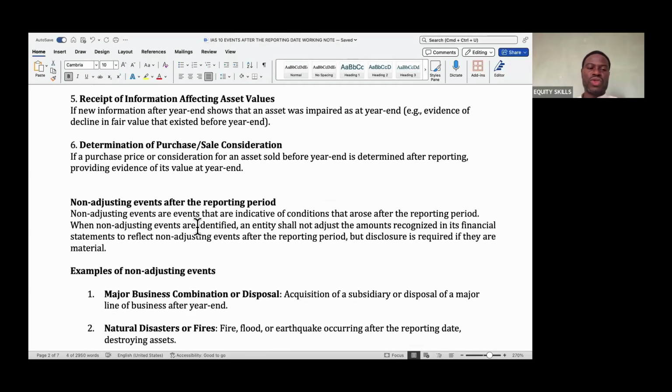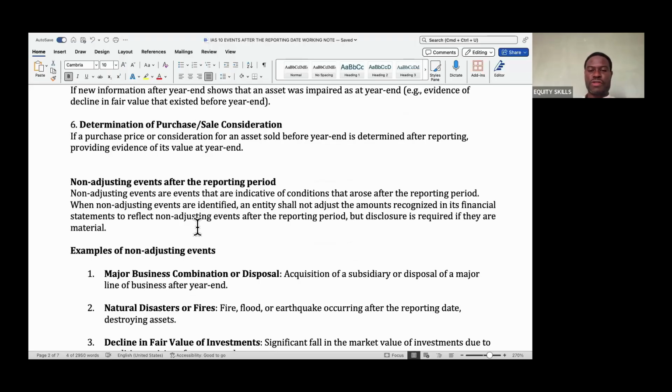Now, for non-adjusting events, like you have mentioned, they are events that do not provide evidence of conditions that exist at the year end. They don't show that these events were happening at the year end. In fact, non-adjusting events are majorly new events. They are new transactions that happen, and you don't need to go and adjust the previous year's reports.